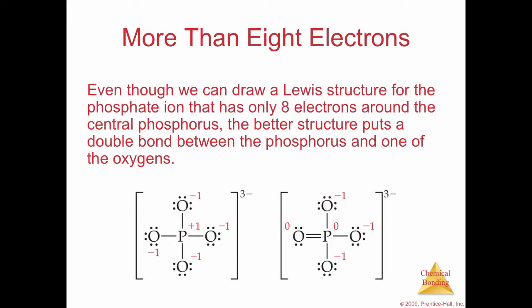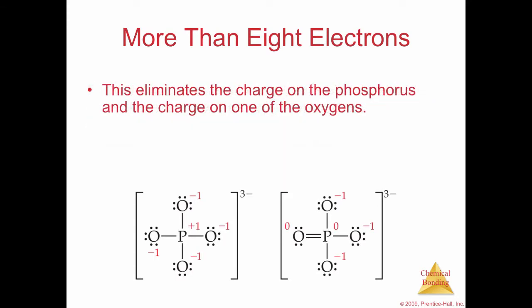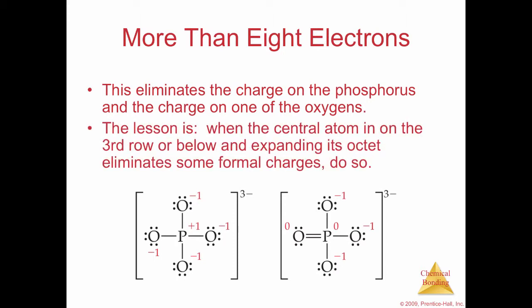Even though we can draw a Lewis structure for the phosphate ion that has only 8 electrons around the central phosphorus, the better structure puts a double bond between the phosphorus and one of the oxygens. And we can see from the formal charge how that works out. This eliminates the charge on the phosphorus and the charge on one of the oxygens. Again, the lesson is when the central atom is on the third row or below of the periodic table and expanding its octet eliminates some formal charges, then you should do so.